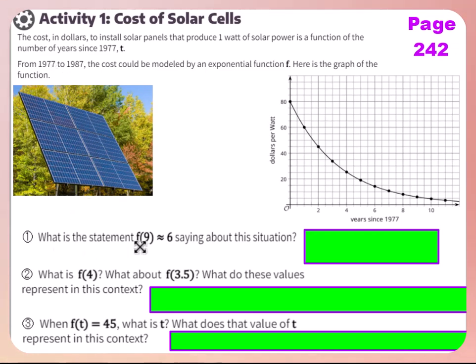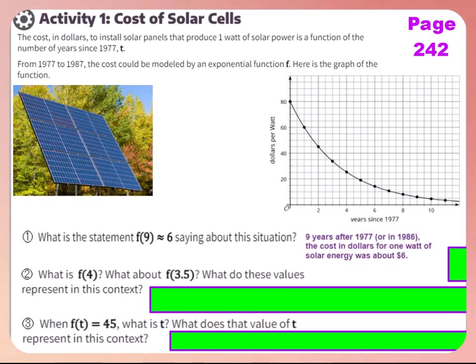Okay, what is the statement f of 9 is approximately 6 saying about this situation? So I'm going to go, this is the input, this is our x, so I'm going to go out to x is 9, and that's approximately 6, because we're counting by 5s, 5, 10, 15, 20. It's a little bit above 5. What that says is 9 years after 1977, go ahead and add 9 to 1977, that's in 1986, the cost in dollars for 1 watt of solar energy was about $6.